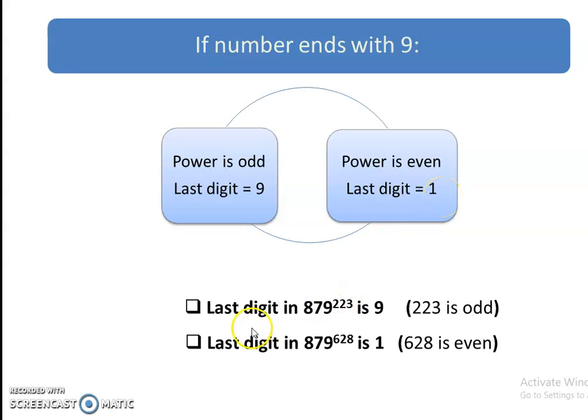So now we are calculating the last digit in 879 to the power 223. So here 223 is odd, so the last digit will be 9 in this power calculation. In the next case, we have 879 to the power 628. So here 628 is even, so the last digit in this power calculation will be 1.